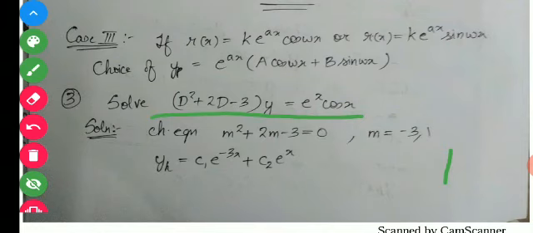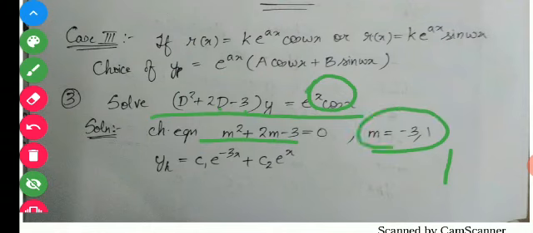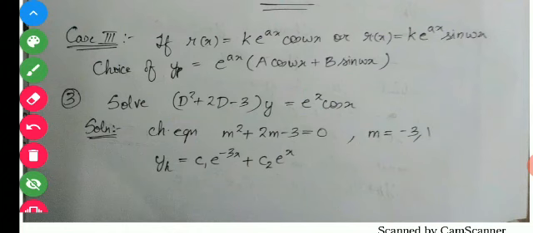So the corresponding homogeneous equation is nothing but you just take the right hand side to be equal to 0, and then you have to replace y with 1, y dash with m, and y double dash with m square. So the characteristic equation becomes m square plus 2m minus 3 equal to 0. The roots of the characteristic equation are minus 3 and 1. Hence, the solution will be c1 e raised to minus 3x plus c2 e raised to x. This is the solution of the corresponding homogeneous part, and that is your yh.